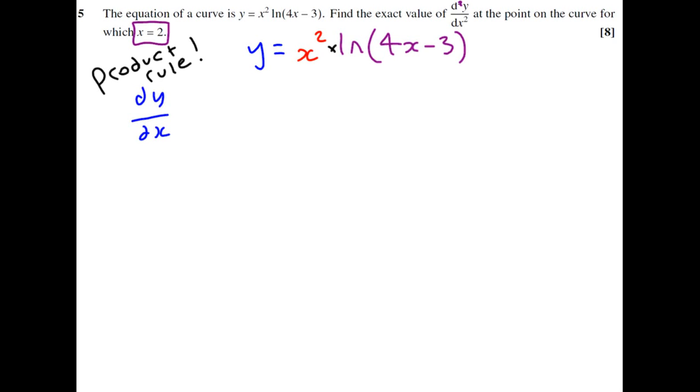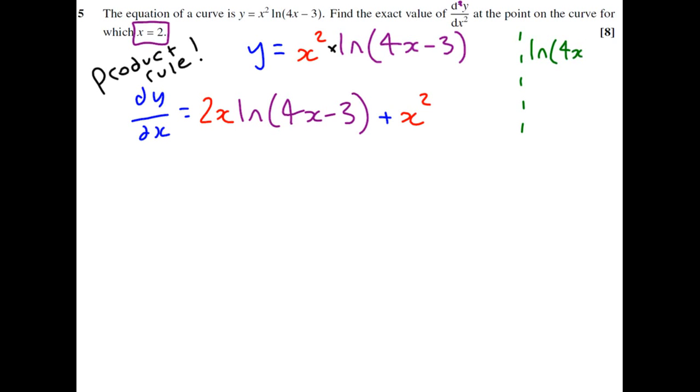So what I do is, in words, differential of the first times by the second, plus the first. You can see why I'm color coding it now. Times the differential of the second. That's going to need a bit of extra work. You might have to do a sideline and think, how am I going to differentiate ln of 4x minus 3? I know that ln of something goes to 1 over it. Okay, but because it's not just ln of x, it's 4x, we have to multiply by 4.